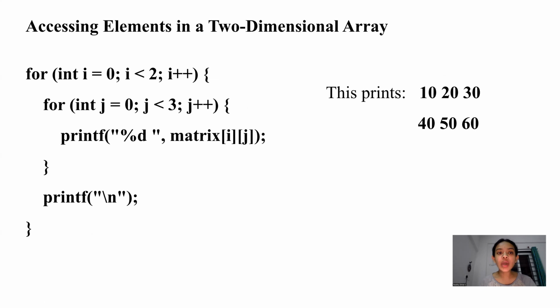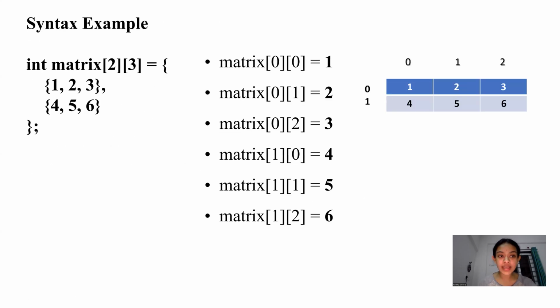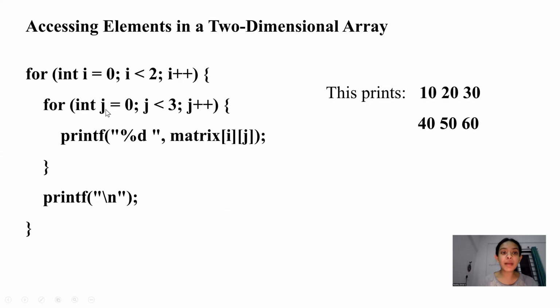Next, how do you access the elements in a two-dimensional array? We have a short code given here. for int i = 0; i < 2; i++, for int j = 0; j < 3; j++, printf("%d", matrix[i][j]), printf("\n"). The previous example had 1, 2, 3, 4, 5, 6, and we're just replacing it with 10, 20, 30, 40, 50 and 60. So this code is going to print 10, 20, 30, 40, 50, 60.